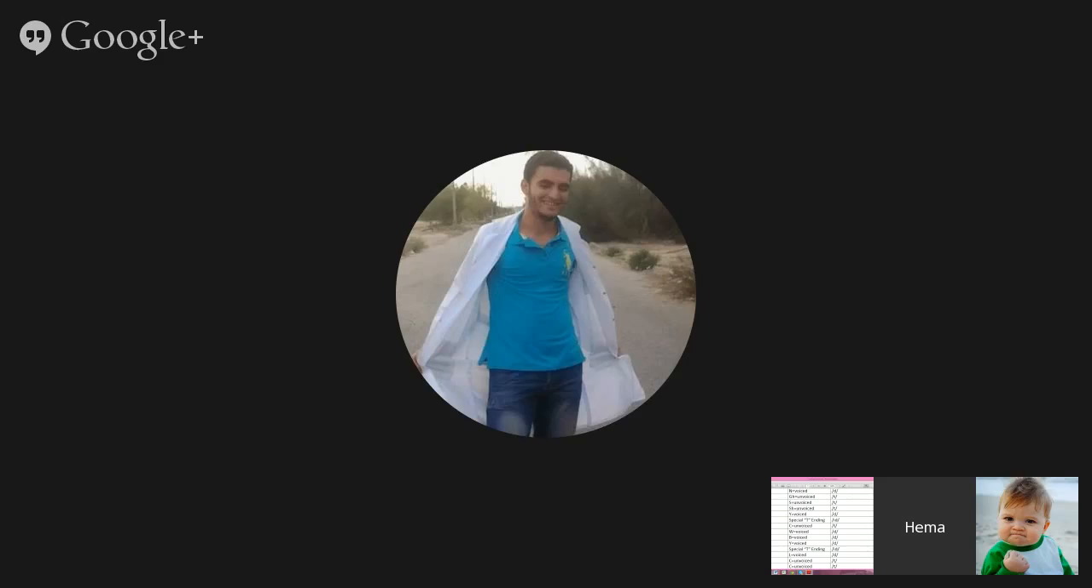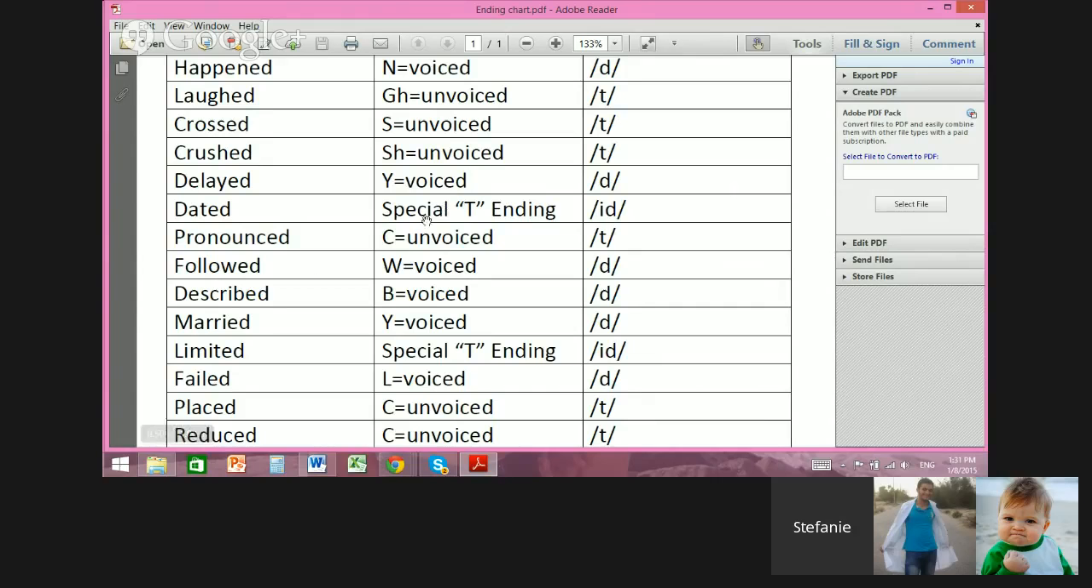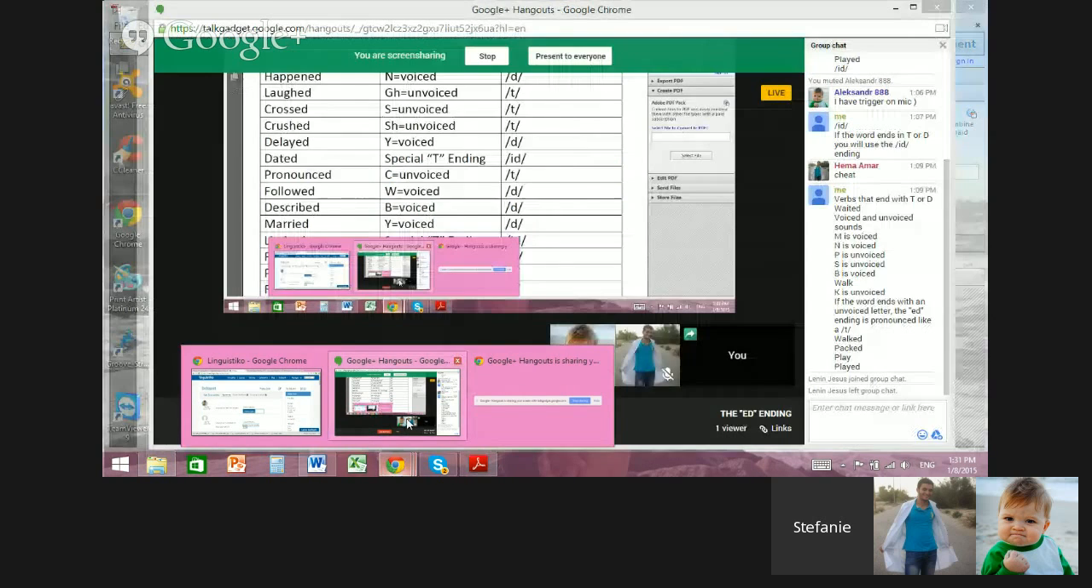Okay, laughed, Hema. The verb laugh ends with GH. We pronounce it as F. GH is unvoiced, so when we add ED, it becomes laughed, with adding a T sound. Good job. And I especially like that you clarified that the GH makes the F sound, because I didn't even write that and you said it. So very good.